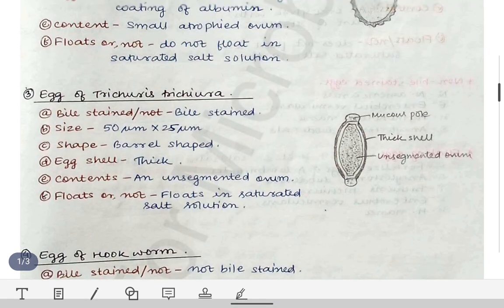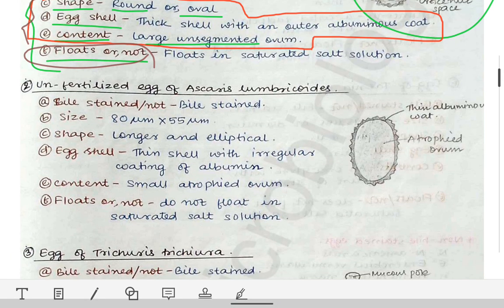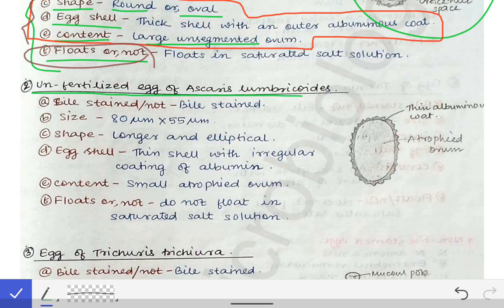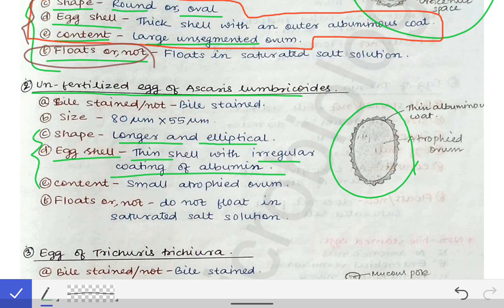The next egg of discussion is the unfertilized egg of Ascaris lumbricoides. Here also let's see those three points, that is shape, egg cell and content. The shape of the unfertilized egg of Ascaris lumbricoides is longer and elliptical. It is quite obvious from the diagram also. Then come to the egg cell: it is thin, and an irregular coating of albumin is present.